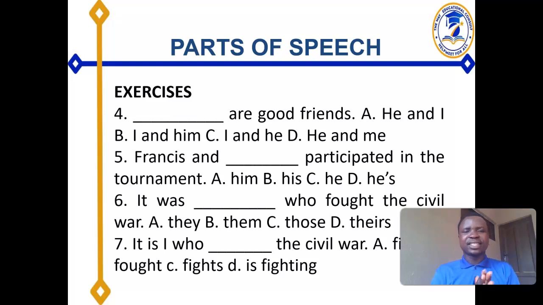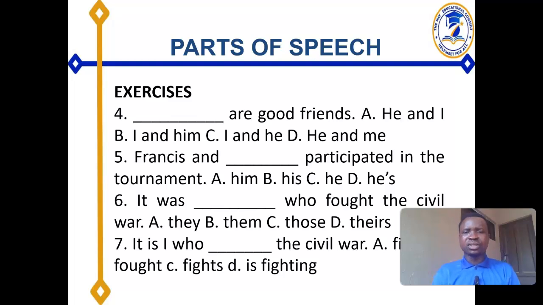All right, "Francis and dash participated in the tournament." Where do you have the verb "participated"? That means the dash is before "participated", before the verb. So we are looking for a subject case. Among the options, which one has the subject? That is option C, "I". "Francis and I participated in the tournament."